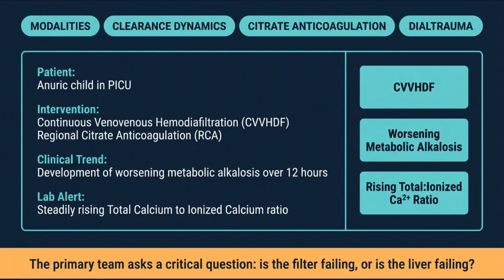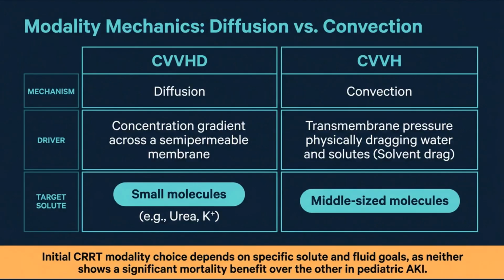To answer correctly, you must understand the mechanics of extracorporeal clearance, the physiology of citrate metabolism, and the predictable complications of acute kidney replacement therapy. By the end of this episode, you will have the framework to interpret these derangements and manage the circuit safely. Continuous modalities provide superior hemodynamic stability for hypotensive patients requiring vasoactive support compared to intermittent hemodialysis.